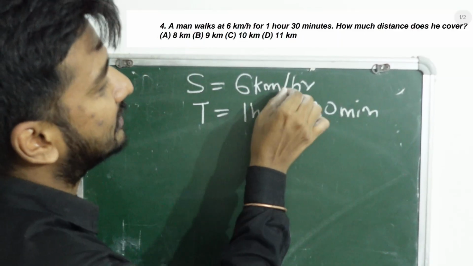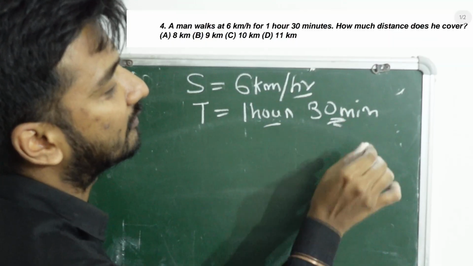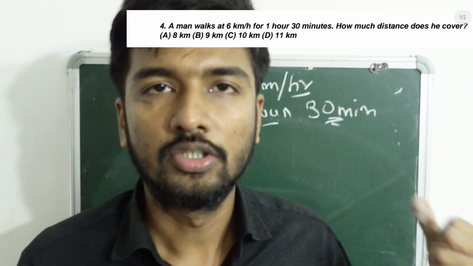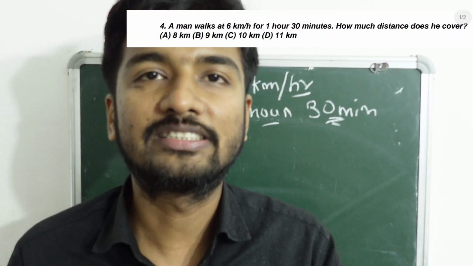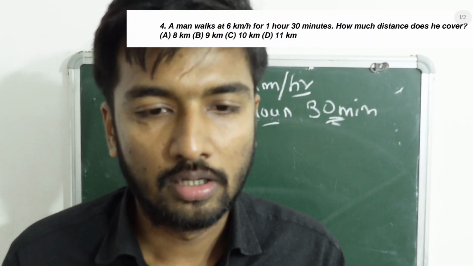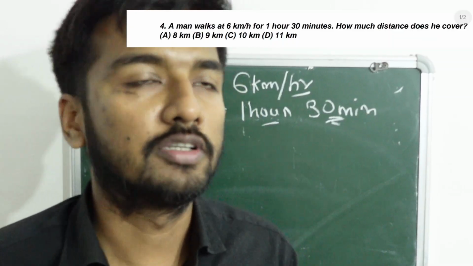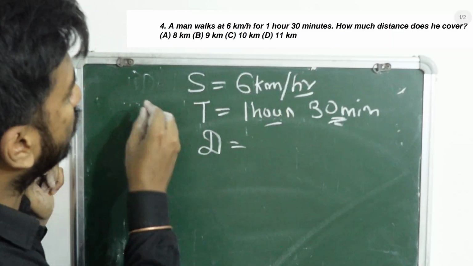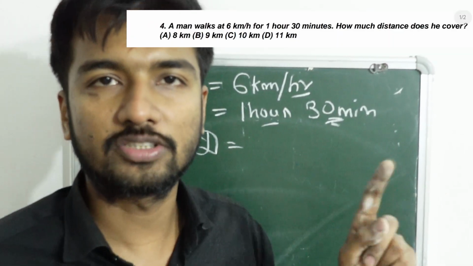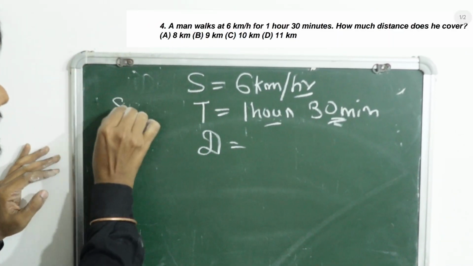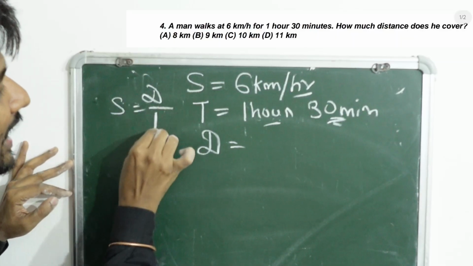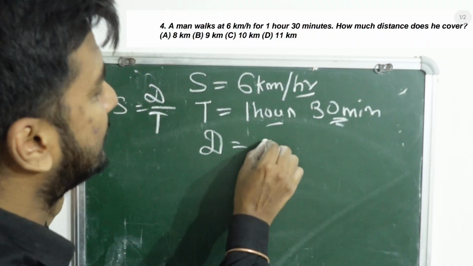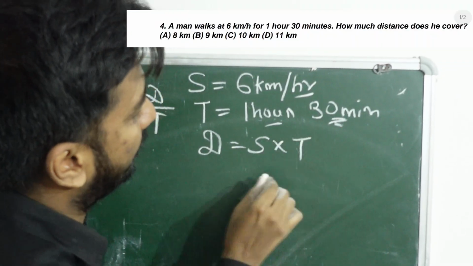So you see that it's in hours, you have to convert this minute to hour. I will do it later. But what is the basic formula asked here? How much distance he covered? Distance is required. We all know the parent formula of this question. Parent formula is speed equal to distance by time. Then what will be the distance? Distance will be speed into time.